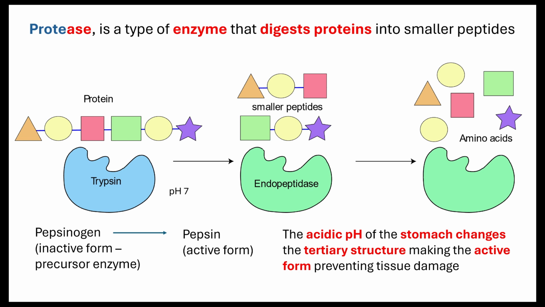So the acidic pH of the stomach actually changes the tertiary structure, making that active form, and that way what the body does is it prevents any tissue damage from occurring because the precursor enzyme is only activated once it's in the optimum conditions, it's in the stomach acid.